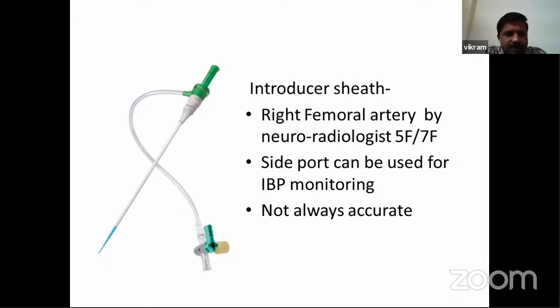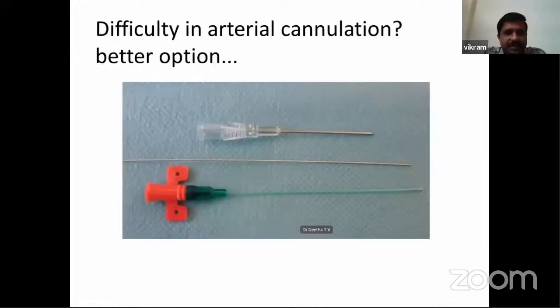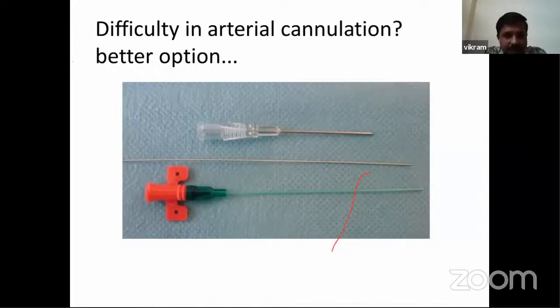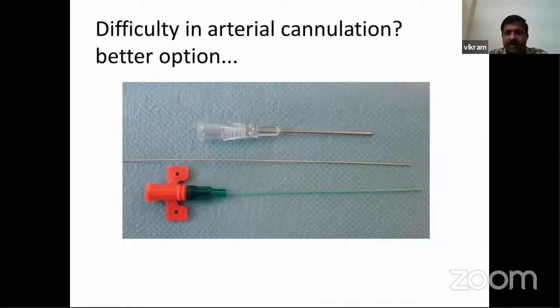But sometimes when a large guide wire is inserted, there may not be a good backflow during the procedure, and the readings are not always accurate. So it's always better to place a separate arterial line just exclusively for monitoring. So in case you have a difficulty in threading an artery with a cannula, we have an easy option here. That is an arterial catheter that comes with a needle and a guide wire, and the arterial line can be easily secured by using the Seldinger technique.